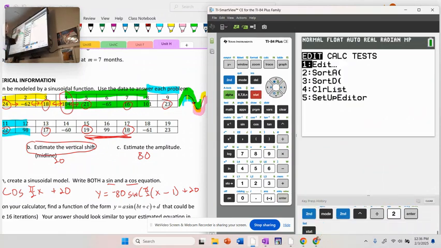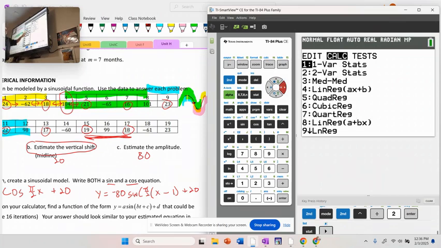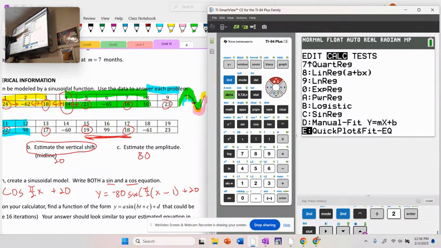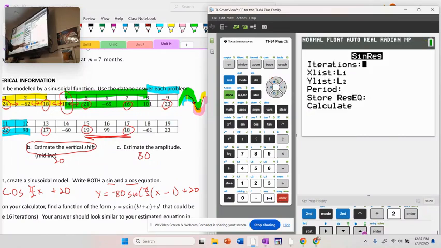I just want to locate SinReg. I think I'm going to go up. Yes, there's SinReg. It's down below Logistic, which we never did. There's ExpReg, there's LnReg, there's LinReg, there's QuartReg. We've done all these regs. Enter. Okay, now notice what it says.